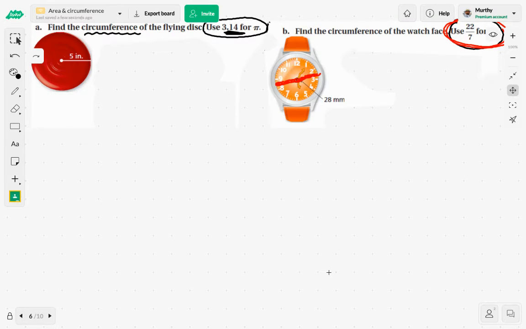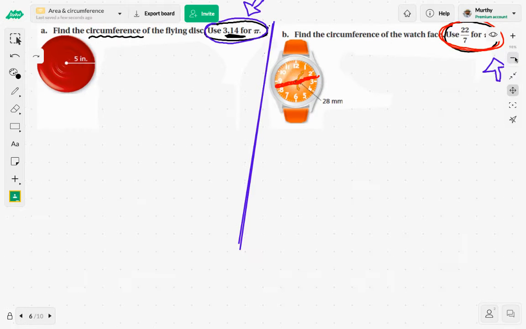This is the most frequently asked question by students: when to take pi equals 3.14, and when to take pi equals 22/7. I am going to explain this after the completion of both questions. Anyhow, in the first question it is clearly mentioned to take the value of pi equals 3.14. In the second question, it is mentioned to take pi equals 22/7.